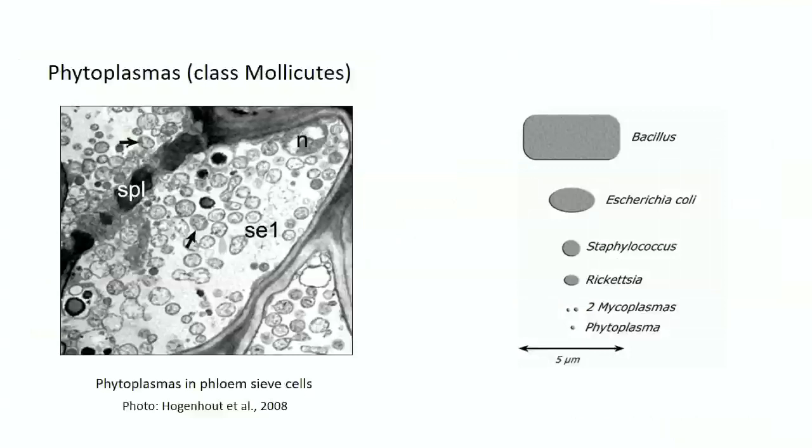Just so you know, that's a bacillus, a common bacteria, E. coli, and this is a phytoplasma down here. So they're tiny endocytic parasites, lost loads of their functions. There's a lot of that intracellular parasites have. If you're interested in them, you could look up Saskia Hogenhout's work. She's based in East Anglia.